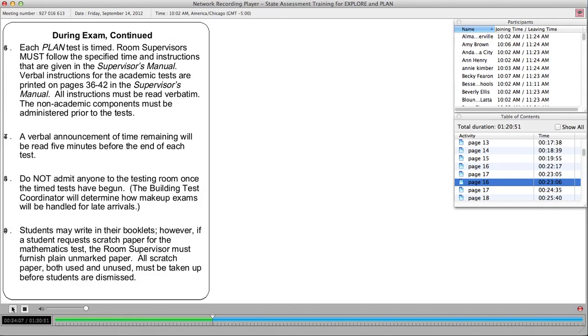If a student requests scratch paper for the mathematics test, the room supervisor must furnish plain, unmarked paper, and then at the end of the test, all scratch paper, both unused and used, must be taken up before students are dismissed, and the room supervisor should account for each piece of scratch paper that is given out, so that there is no chance of test security violation.